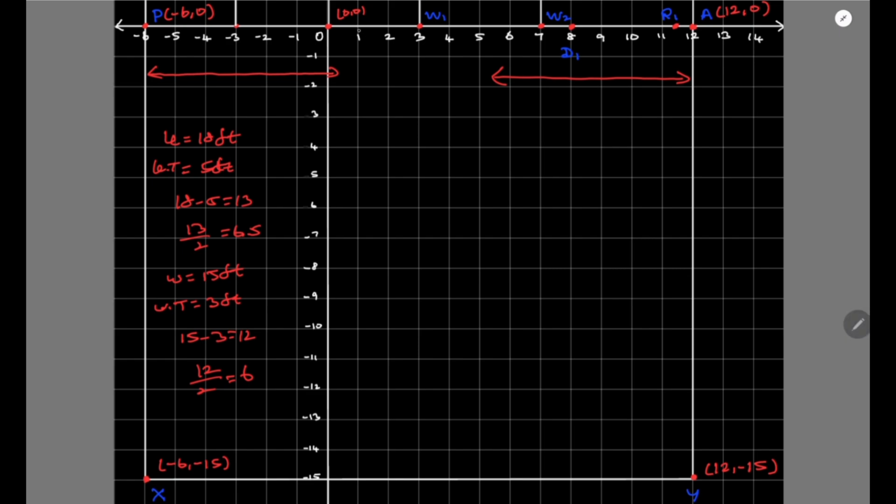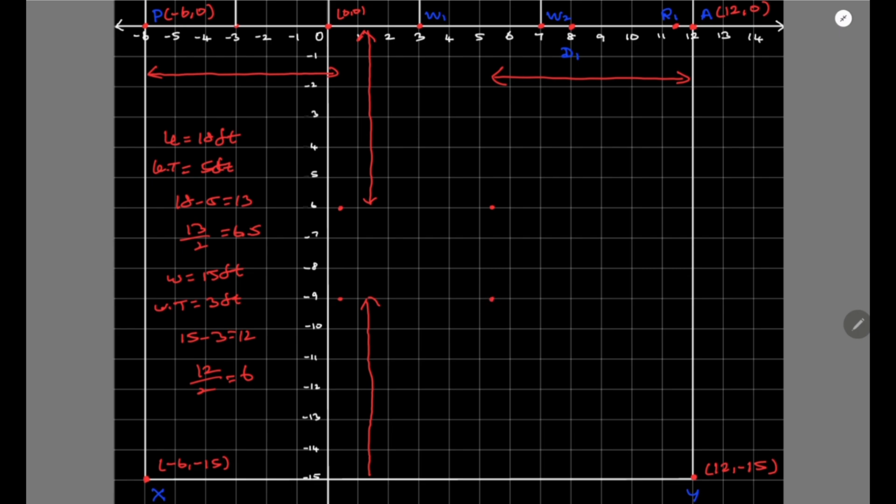So from the upside 6 feet, now 1 2 3 4 5 6. This is 6 feet. From the downside 6 feet. So 1 2 3 4 5 6. 0.5 comma 6 is one coordinate, and 5.5 comma 6 is another coordinate, and 0.5 comma minus 9 is one coordinate, and 5.5 comma minus 9 is another coordinate.